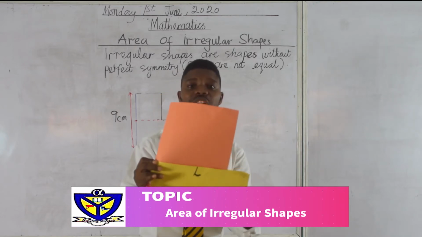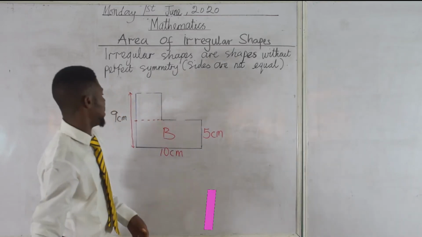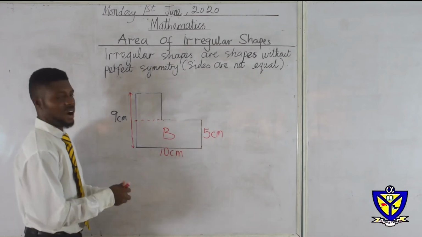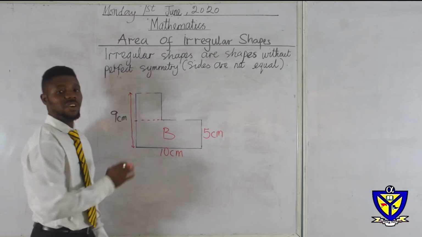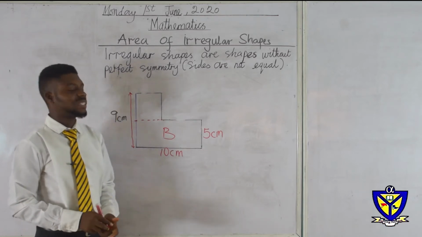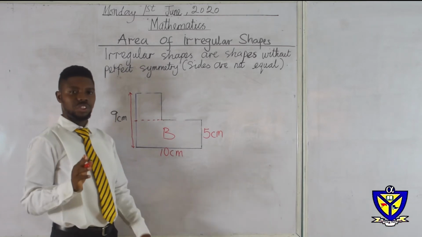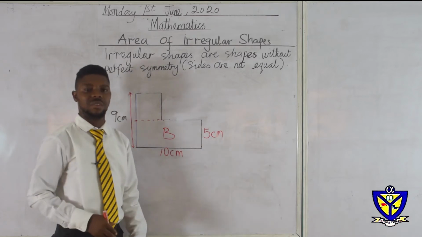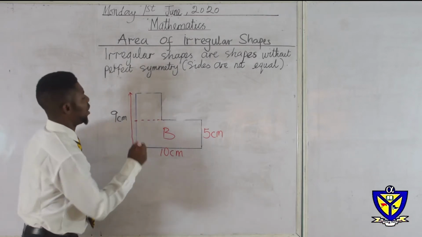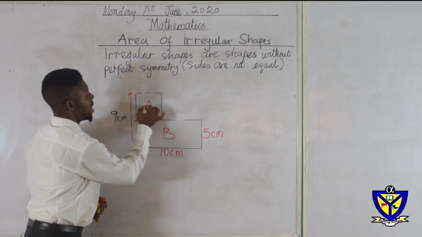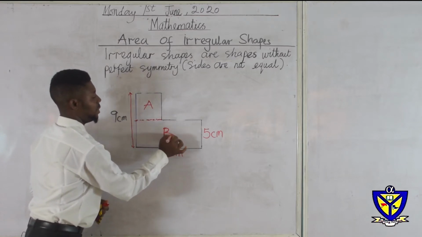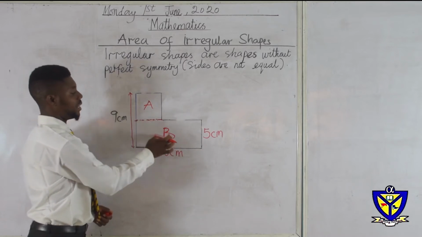And that takes us to the board. Now here, this is what I'm talking about. This is an irregular shape. If you look at this irregular shape, you can see that we have two shapes right there. This is the first one here, and that's why we're having the A, and we are having this B. It's known as shape A and shape B.